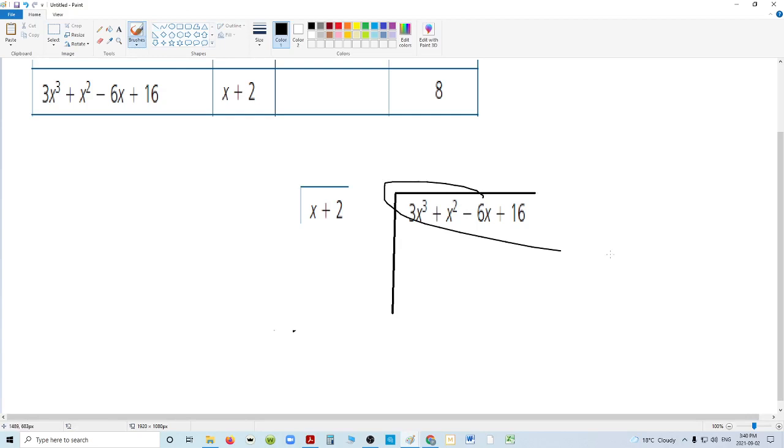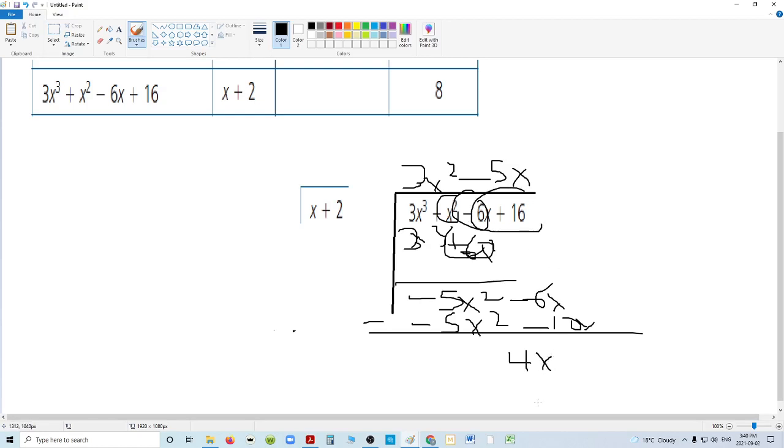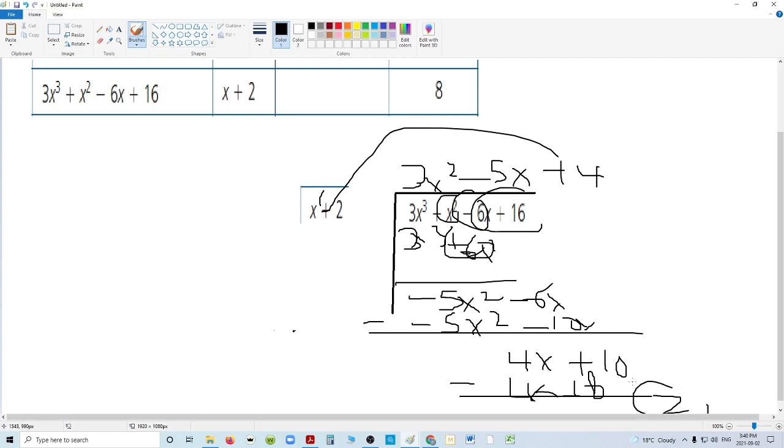and say, okay, all my terms are there, so I'm going to start with 3x squared, and I get 3x cubed plus 6x squared. When I subtract this from that, I get minus 5x squared, and then I bring down my minus 6x. By the way, I should end up with a remainder of 8 if I did it right. My next term is minus 5x, and I get minus 5x squared minus 10x, and when I subtract it, I get plus 4x, then I bring down my plus 16, and I can see this is going to be plus 4, and when I multiply it out, I get plus 4x plus 8, plus 8, I'm not getting a remainder of 8, so I did something wrong.